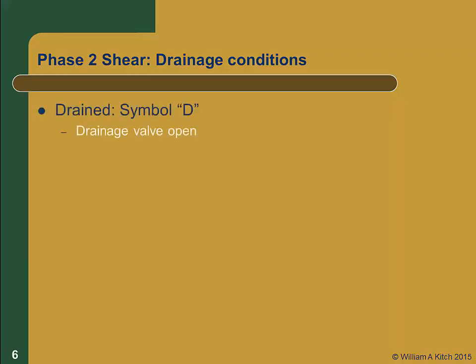If the valve is open, we call the phase drained and use the letter D as a label. In a drained test, the assumption is that there are no excess pore pressures generated during shearing. To ensure this is the case, we must run the test very slowly so that any pore pressures that might be generated during shearing have time to dissipate. This is particularly important for clay soils which have a low hydraulic conductivity.